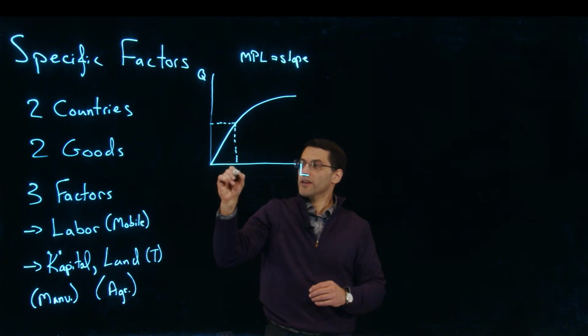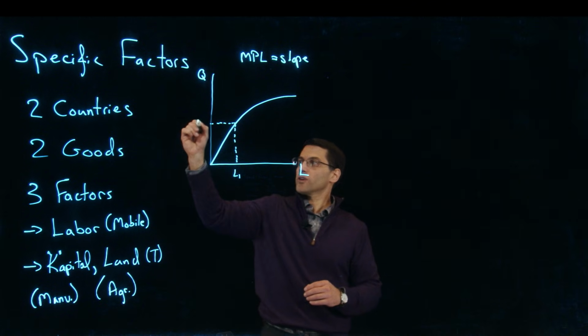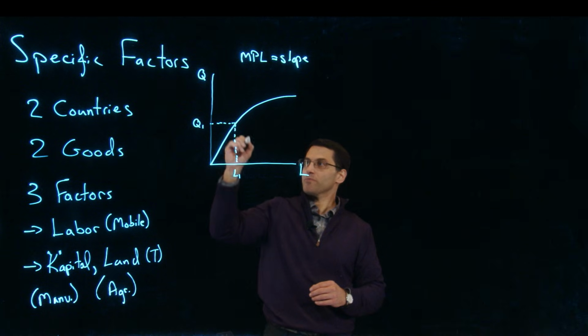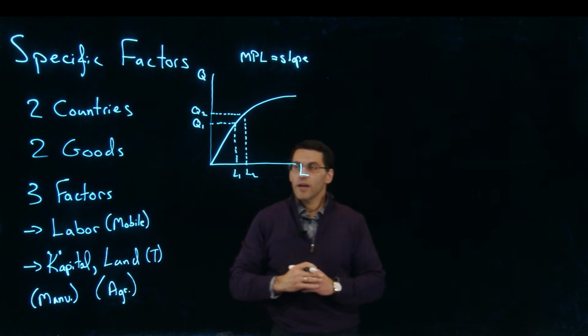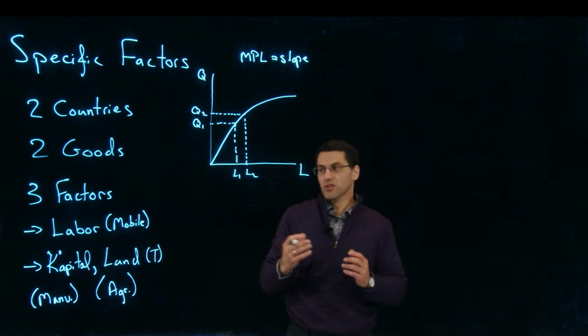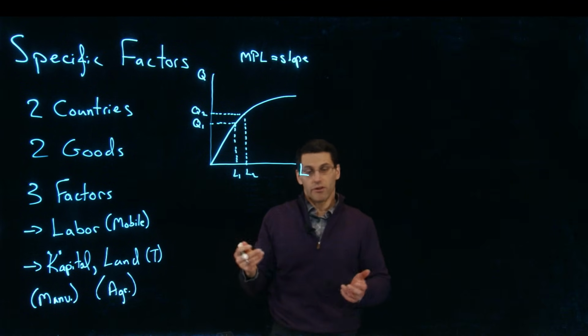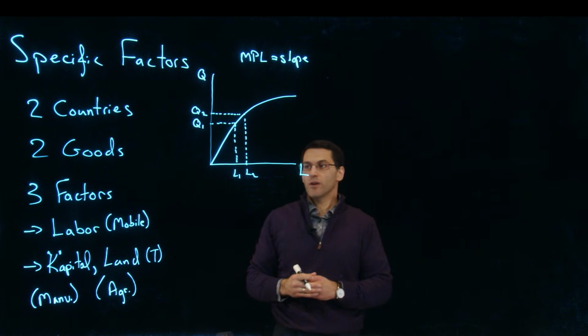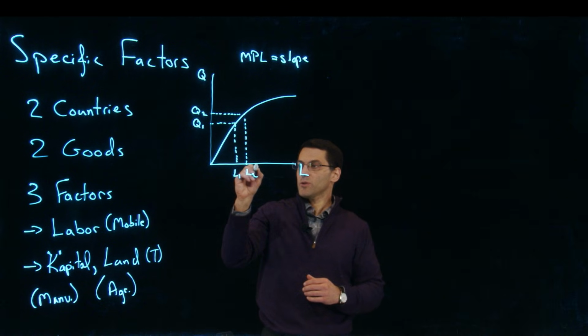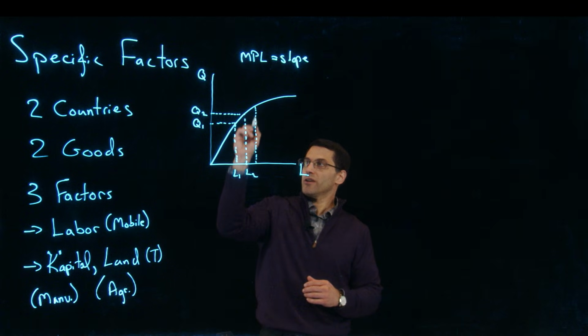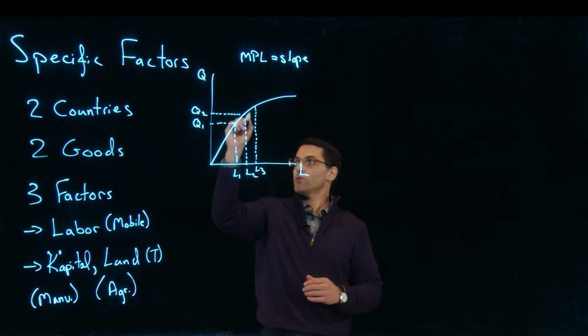So if I were to take, say, L1 and look at the output I get here, that's Q1. If I increase that amount of labor to L2, output increases to Q2. The slope is delta Q over delta L, or the marginal product of labor. Well, what happens as I continue to increase the amount of labor? If I give an equivalent increase in L now to L3, what do you notice?